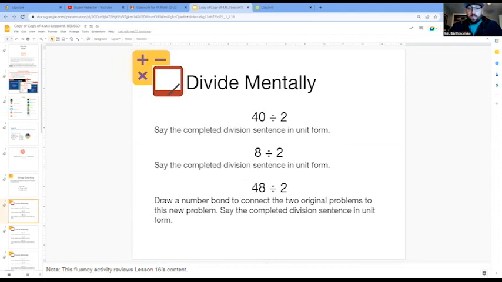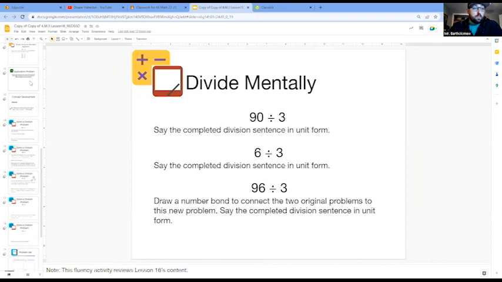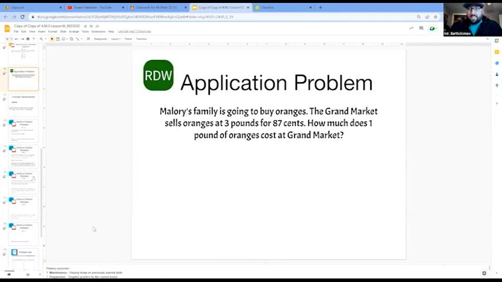So taking 48 divided by 2 and splitting it into expanded form to do 40 divided by 2 and then 8 divided by 2. And they do a couple different examples here, as well as finally getting down to the application problem, which is almost like a daily word problem that goes along with the skills being learned for that day. So this is another really good tool that I like to incorporate into class as well.